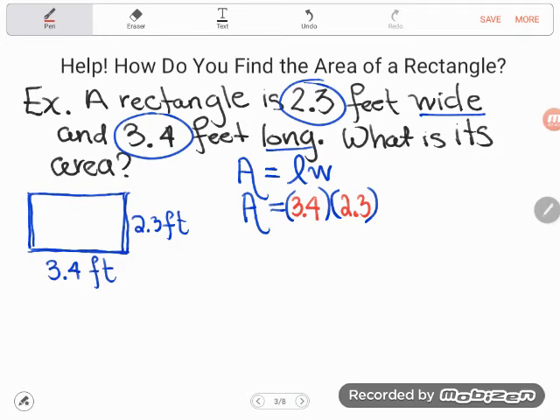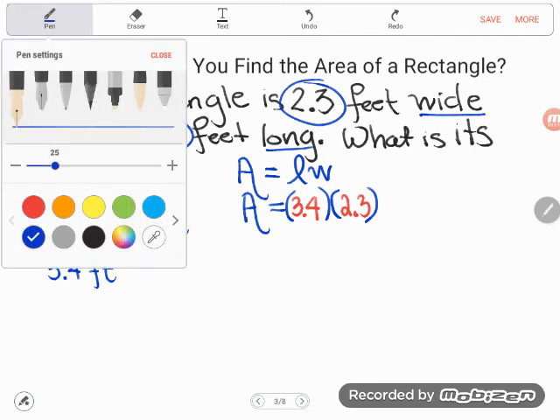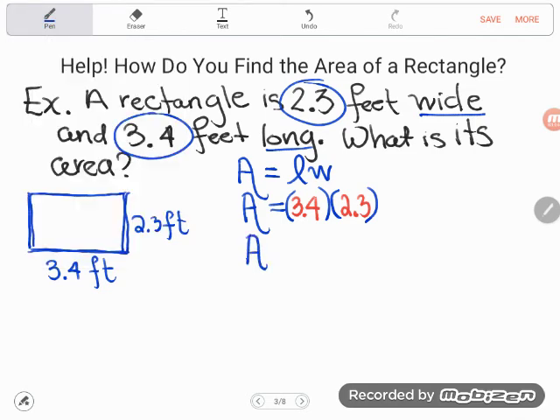And we can see that this new line, A equals 3.4 times 2.3, says the same thing as the last line. Multiply together your length and width. It's just I specifically know my length and width now. And now my final line after doing my substitution should be my solution, my final answer with a unit.